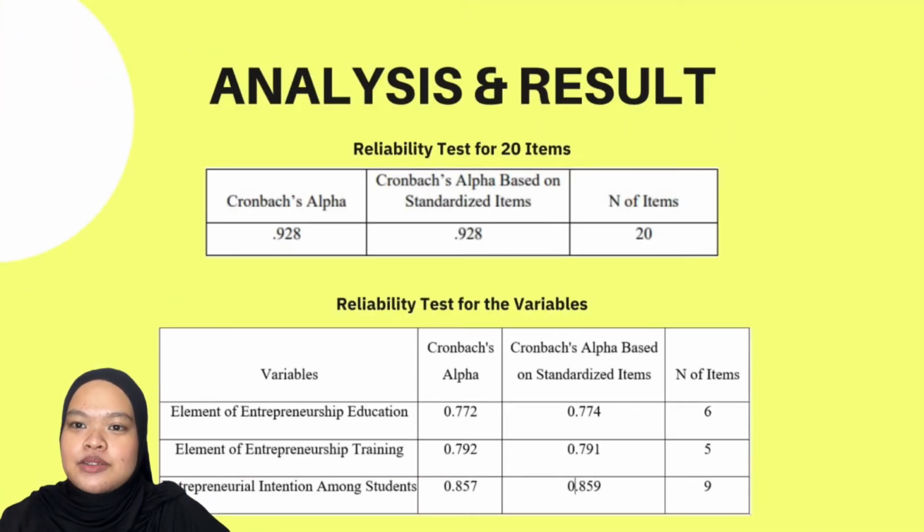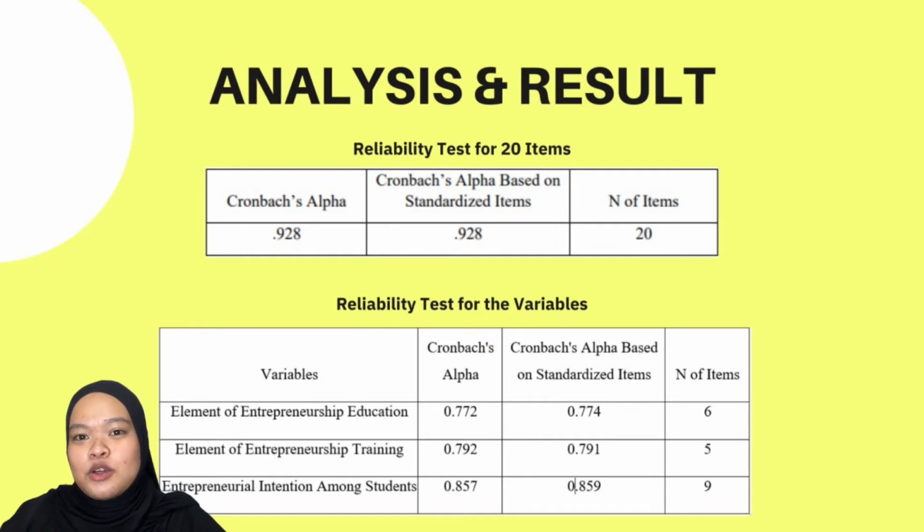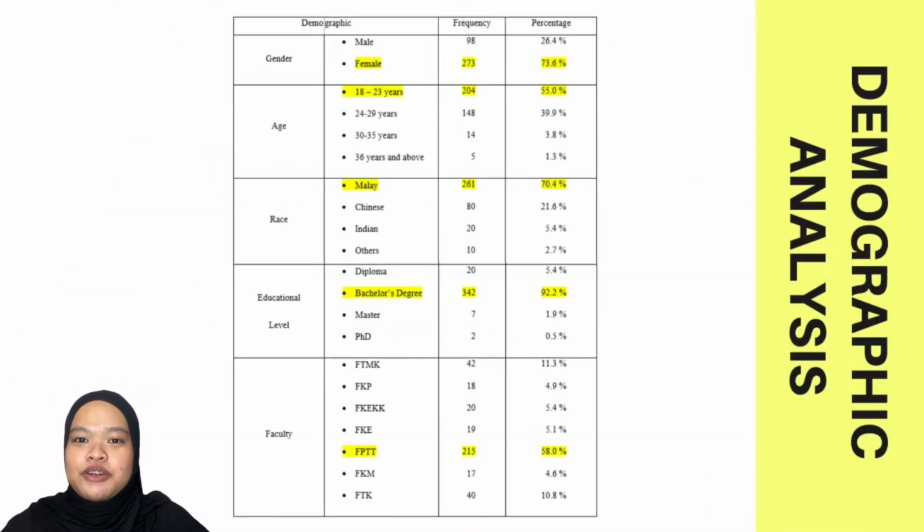The reliability test results show the Cronbach alpha is 0.928, which fell between 0.8 and 0.65. This proves that the questions in the survey are good and reliable. Next is the result of the reliability test for the variables. The Cronbach alpha result for the independent variables also fell between 0.8 and 0.65, while the dependent variable fell within the range of 0.8 and above, proving that the questions regarding the variables are good and excellent. This is the demographic analysis table, which includes the gender, age, race, educational level, and faculty.